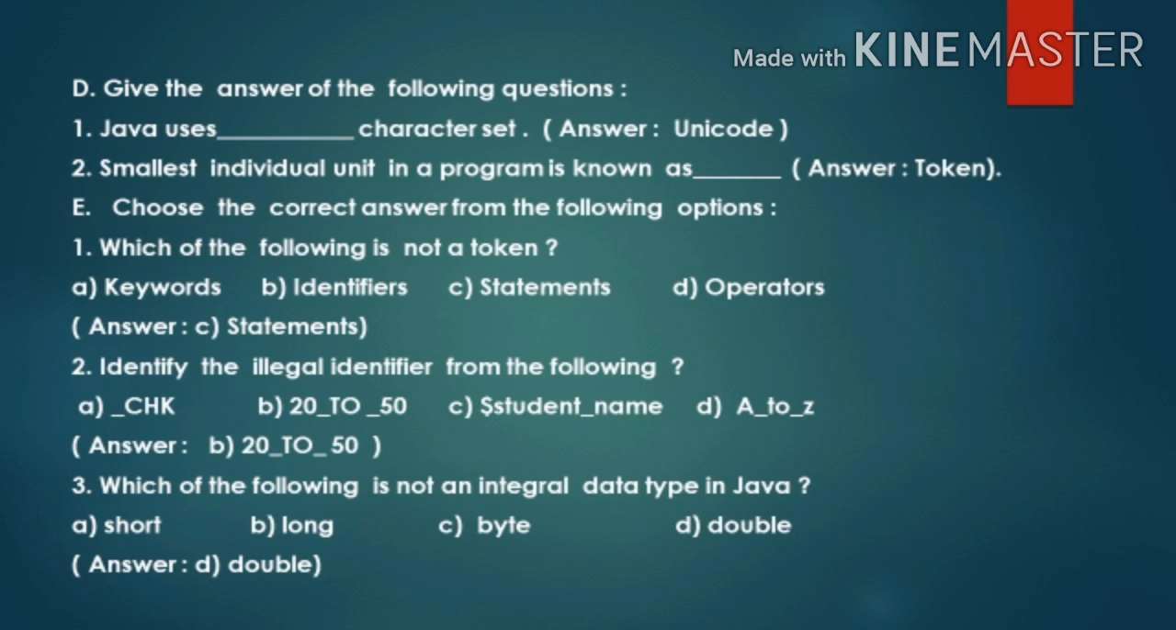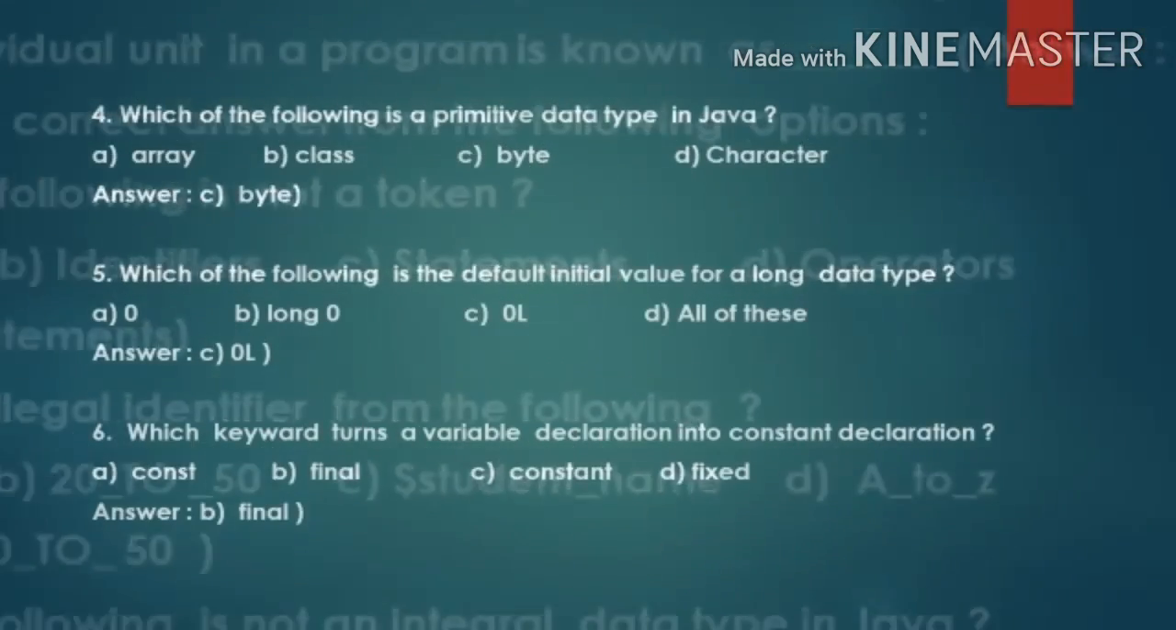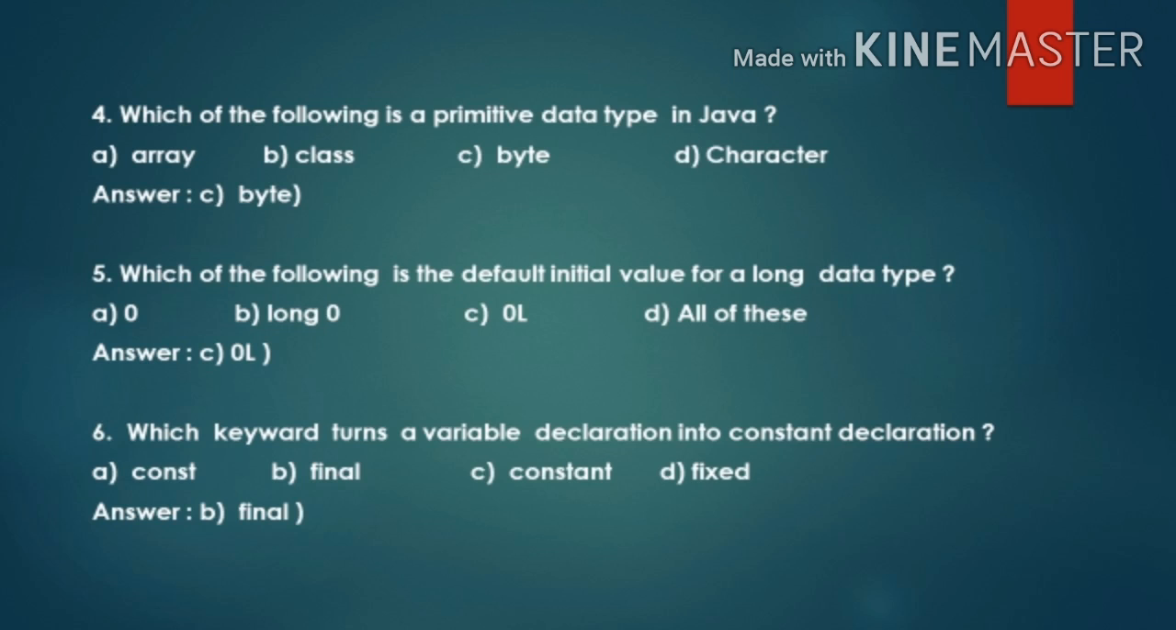Question number 3. Which of the following is not an integral data type in Java? The options are A is short, B is long, C is byte, D is double. The correct answer is D, double. The next slide contains the next part of questions and answers.